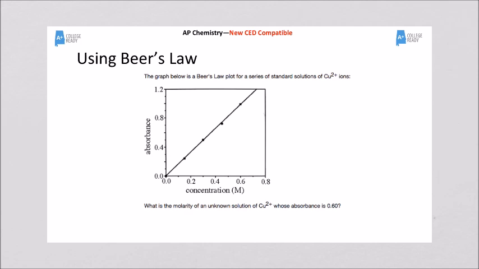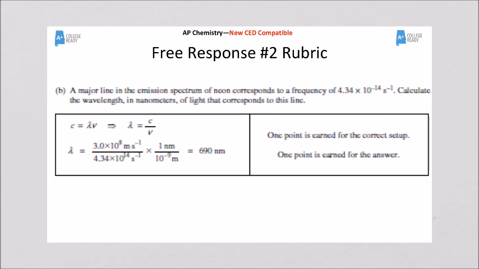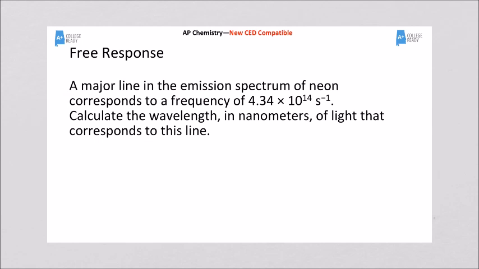So here's just an example problem. It says, what is the molarity of an unknown solution of copper 2 plus whose absorbance is 0.6? So we find 0.6, see where it falls on the line, and then we could answer the question. It helps to draw a straight line. Okay, I included a free response. The answers are included so that you can test yourself, see how you did, and make sure you're understanding this last information from Unit 3.